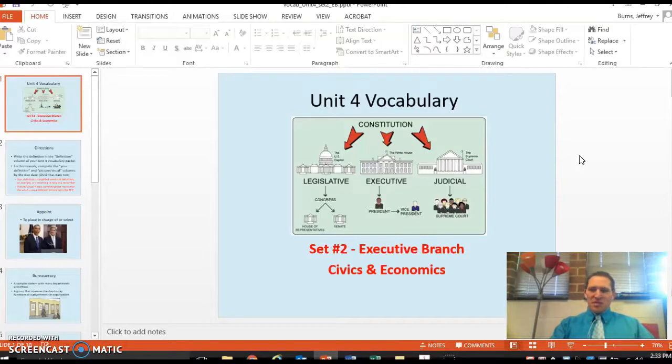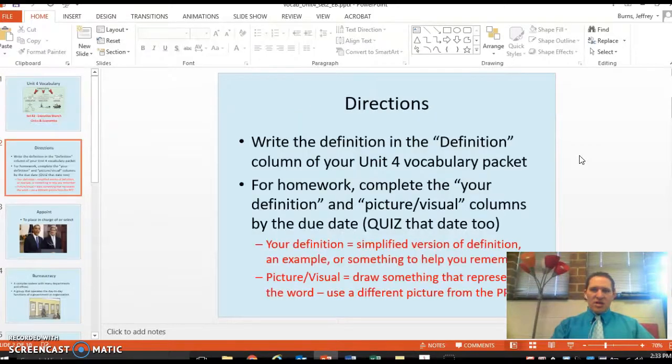Due date should have been posted in class, so you should write that at the top, along with your name and period. And on the date that your vocab is due, you will have a content and vocabulary quiz on eCart. Alright, so here's the directions. You should be familiar with these.